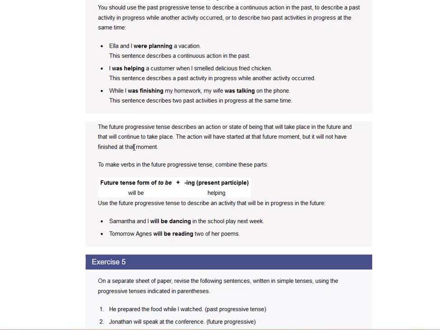The future progressive tense describes an action or state of being that will take place in the future, that will continue to take place. The action will have started at that future moment, but it will not have finished at that moment. Will be helping is the future progressive tense. Samantha and I will be dancing in school next week. Tomorrow, Agnes will be reading 2 of her poems.